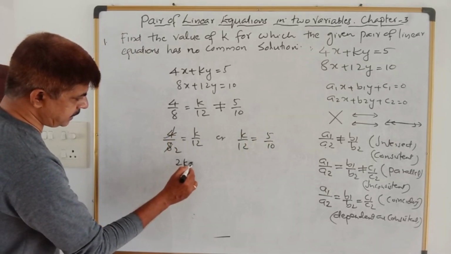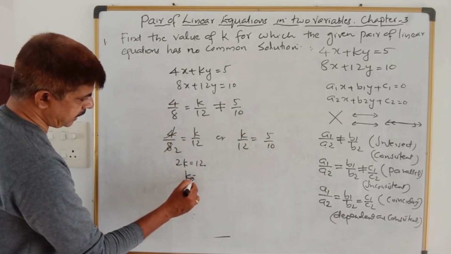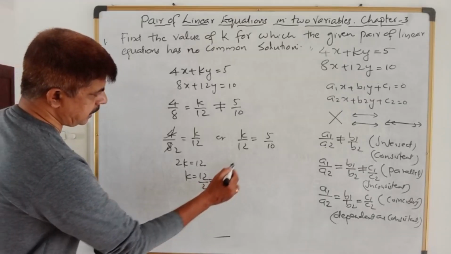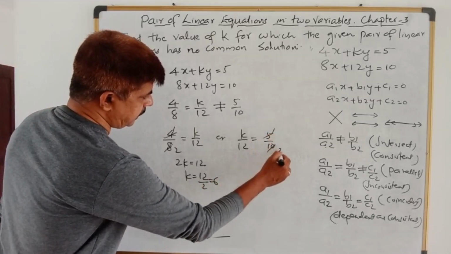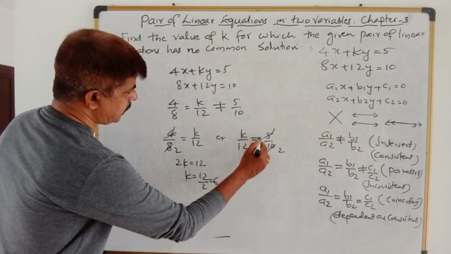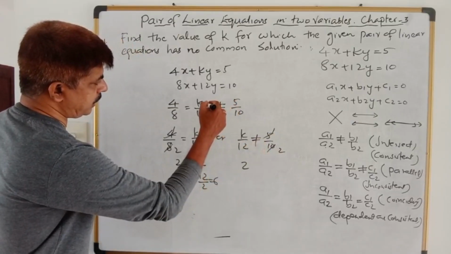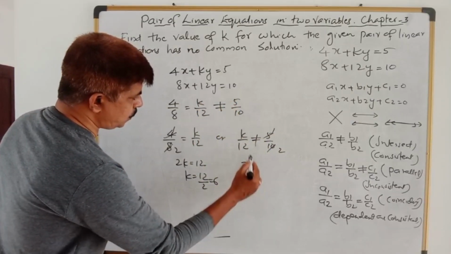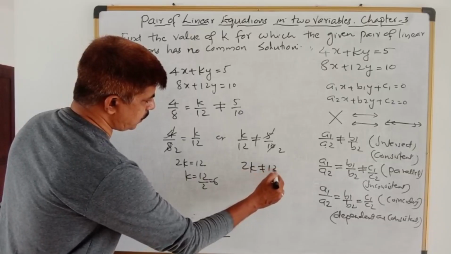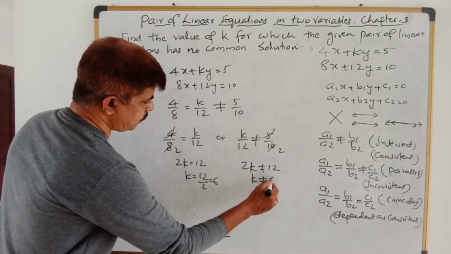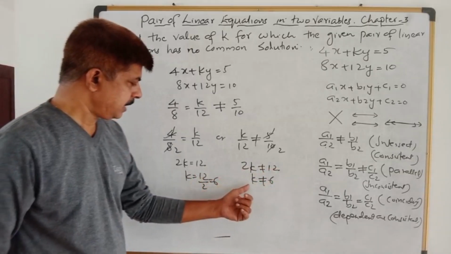Cross multiplying, 2k is equal to 12. So here we are getting k value is equal to 6. Here also we can cut 2k. Sorry, this is not equal. k by 12 not equal to 2k not equal to 12, k not equal to 6. I think this is not possible.